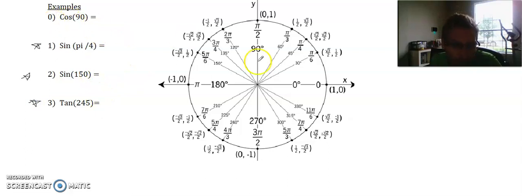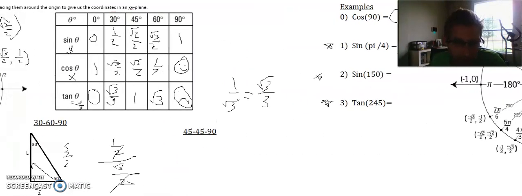So cosine of 90. Again, we're saying that the angle is 90 degrees. So we're talking about this point, and x is that x coordinate, and it doesn't move off the origin in the x direction, so it's going to be 0. That's it. I mean, we also could have used the table, by the way. Again, cosine of 90 is 0. So you do it any way you want.